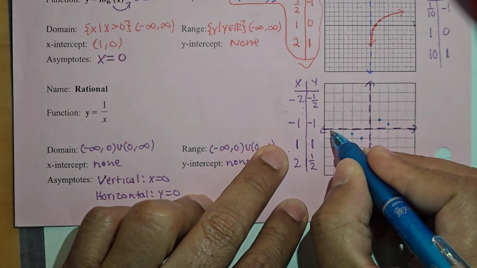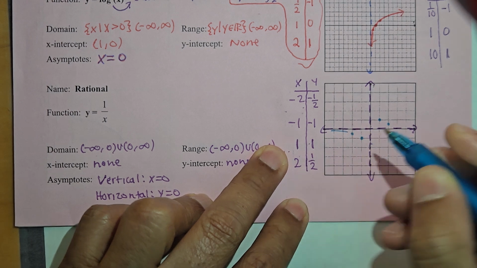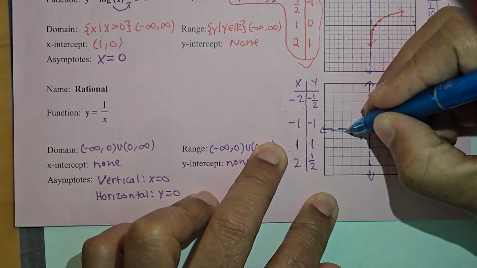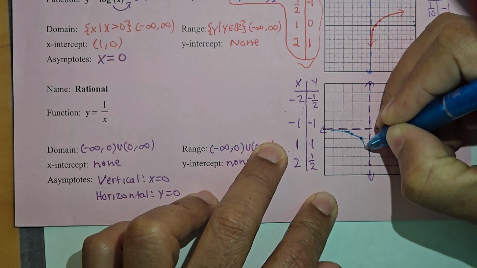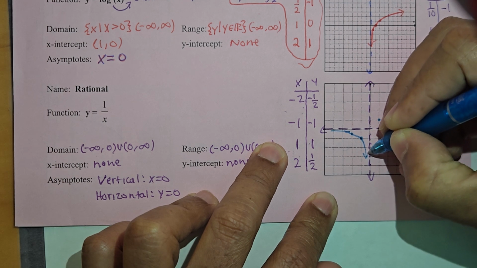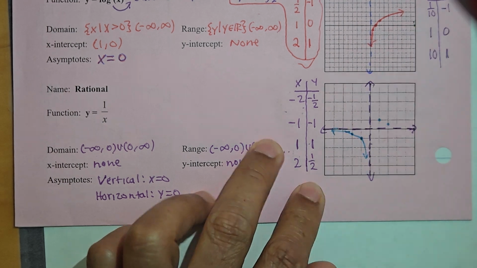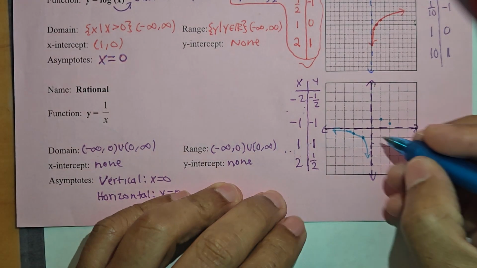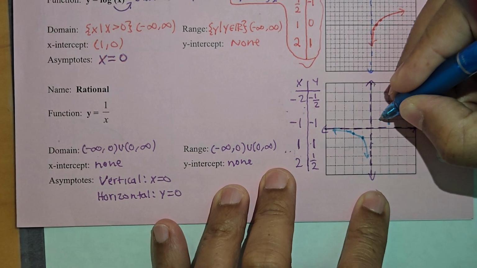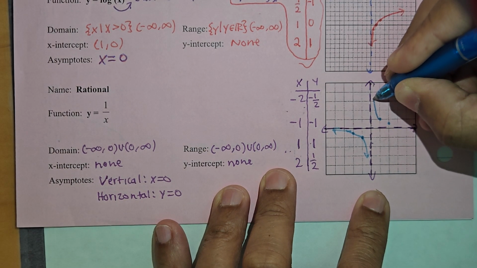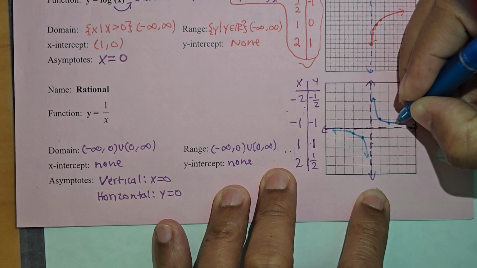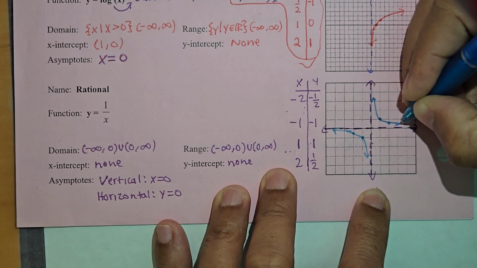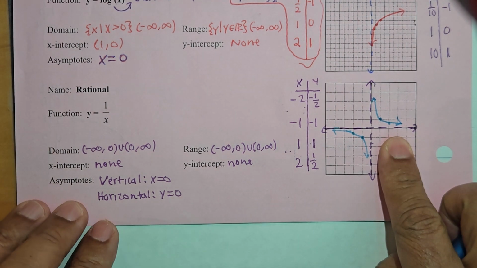So then what I'm going to do is sketch the graph in such a way that it approaches the horizontal asymptote as x goes to -infinity, and approaches the vertical asymptote as y goes to -infinity. So that's this side. What about the other side? Same thing. As y goes to +infinity, this will approach the vertical asymptote, and as x goes to +infinity, the graph approaches the horizontal asymptote. So this is what the graph looks like now.